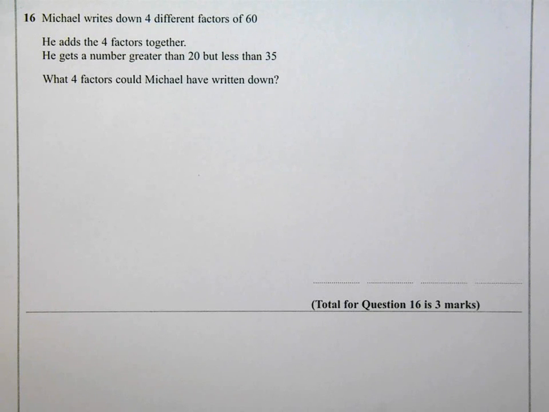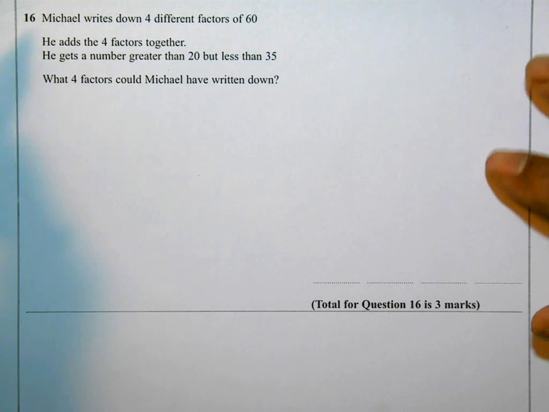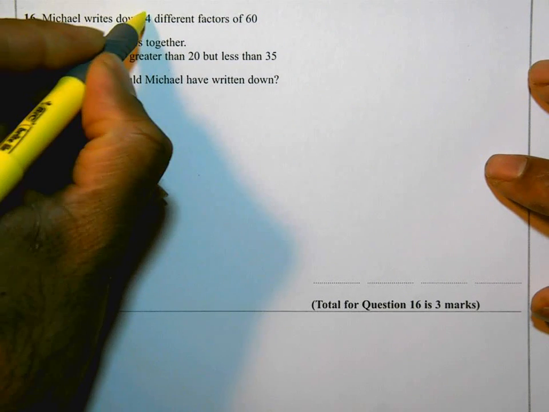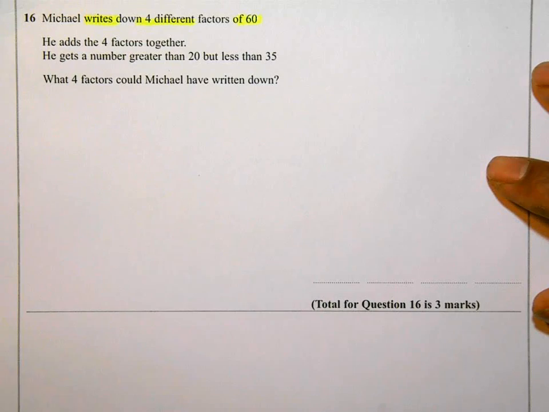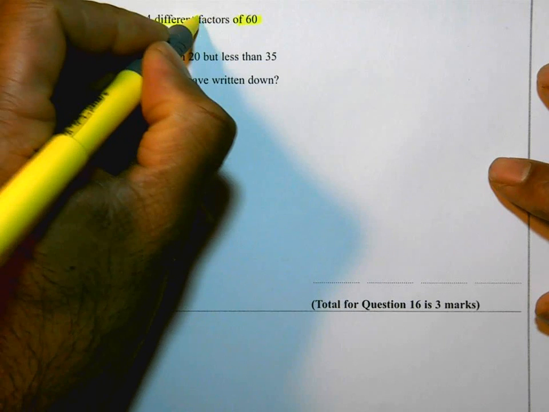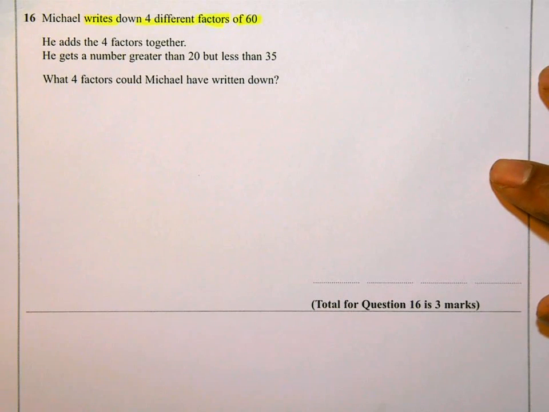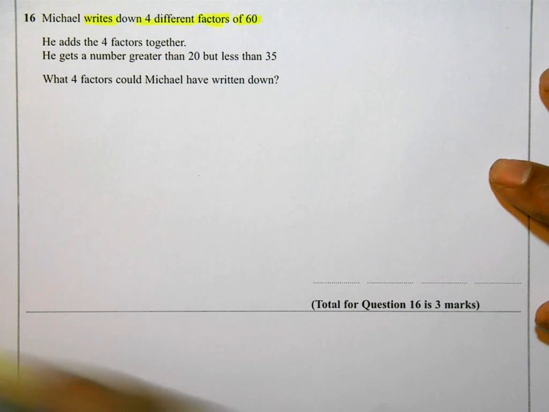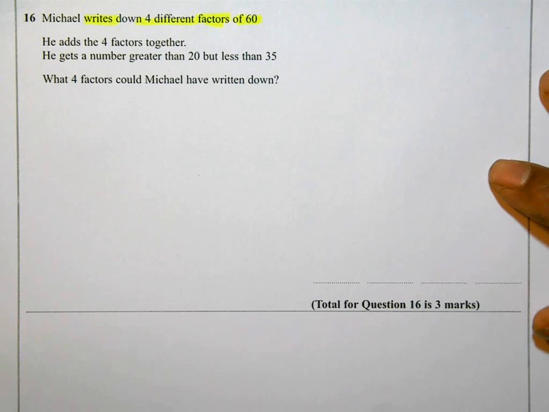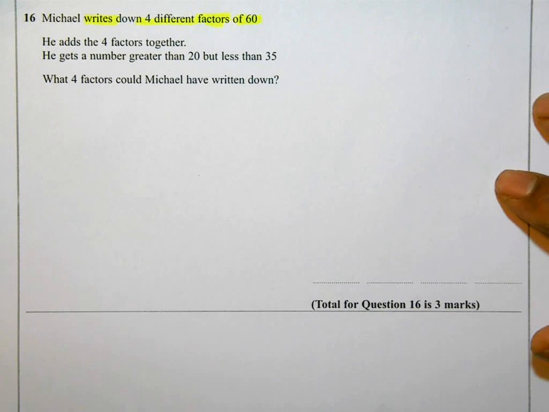Okay, here's question 16 on the calculator paper. If I start off with reading the question, Michael writes down four different factors of 60. Now, a factor is a number that can go into 60 without leaving a remainder. It goes into 60 exactly, like 10 goes into 60, or 6 goes into 60.